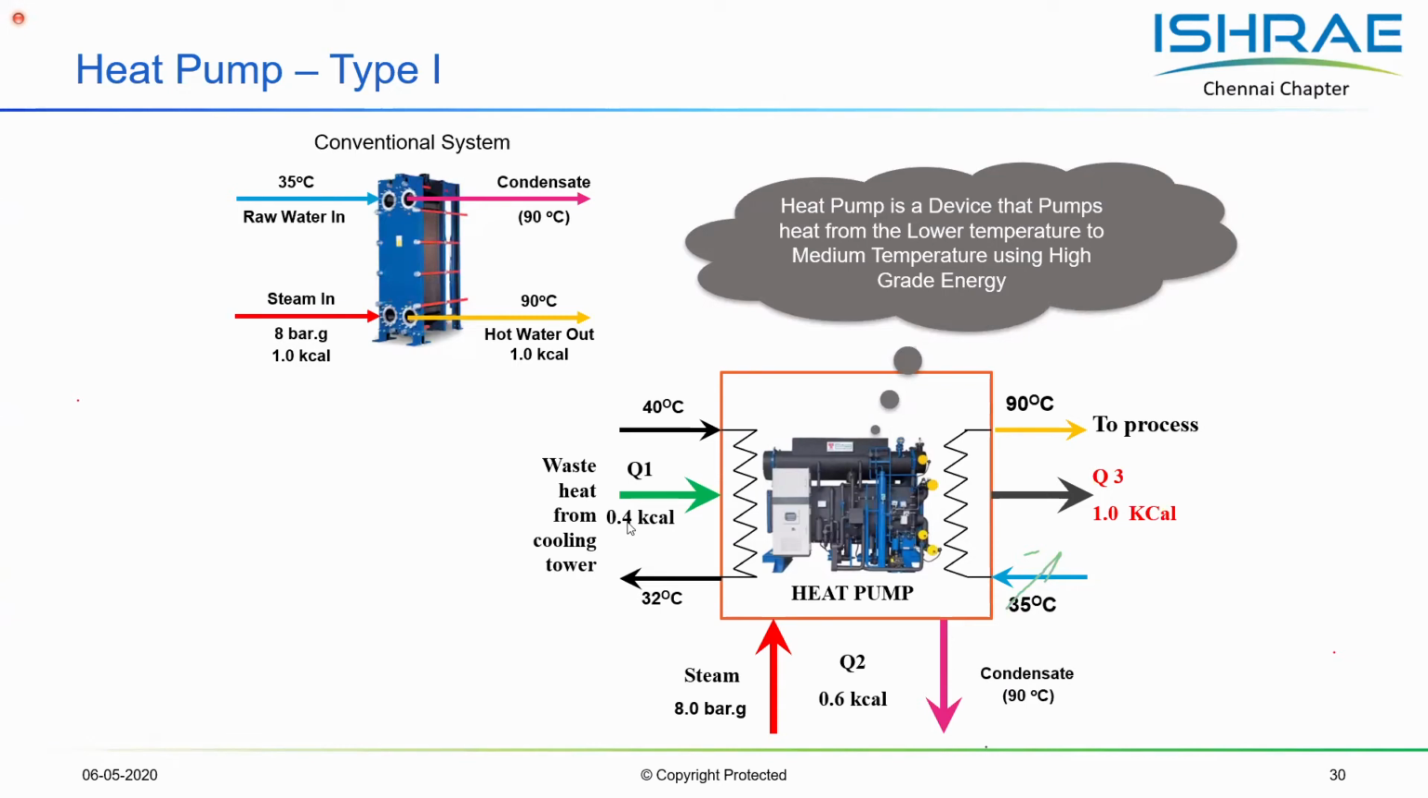So the low grade heat becomes the waste heat source, which is reducing the consumption of the live heat source, which is the steam in this case. So for the same 1 kilowatt of heating, you actually require only 0.6 kilowatt of heat from steam. The remaining 0.4 kilocalories is coming from the waste source. So there is a 40% reduction in steam consumption, which is a huge savings if you consider 6,000 to 8,000 hours of operation of the equipment.